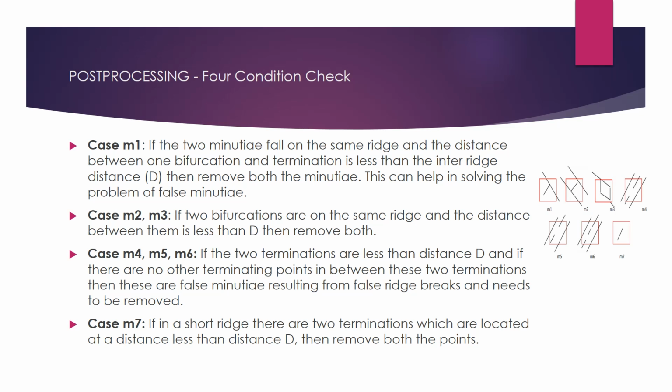Case M2 and M3. If 2 bifurcations are on the same ridge and the distance between them is less than d, then remove both. Case M4, M5 and M6. If the 2 terminations are less than distance d and there are no other terminating points in between these 2 terminations, then these are false minutiae resulting from false ridge breaks and need to be removed. Case M7. If in a short ridge there are 2 terminations located at a distance less than d, then remove both the points.